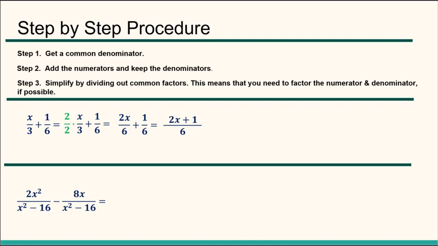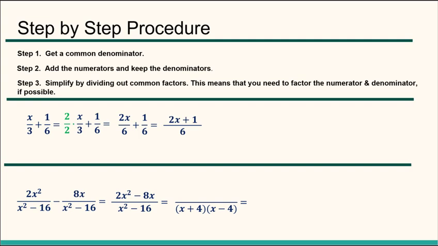So now I have 2x squared over x squared minus 16 minus 8x over x squared minus 16. Do I have a common denominator? Yep. Now I just do the tops. Now remember to watch that sign. This is going to end up being 2x squared minus 8x, because that minus sign, you'll need to minus everything through. So let's do some factoring here because we need to see if they have anything in common.